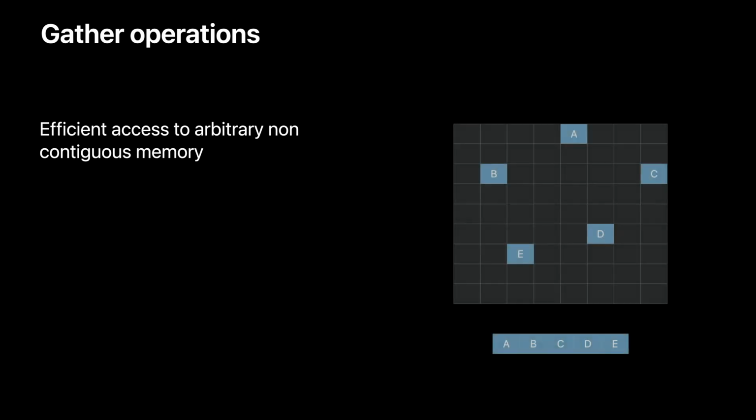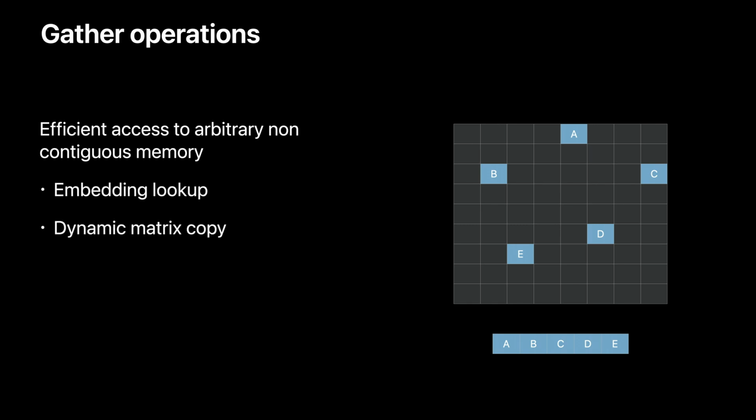Next, let's take a look at improvements in gather operations. This year, new gather operations have been added to MPSGraph. These allow for efficient copying of arbitrary size slices in non-contiguous memory locations. Conceptually, we are gathering the values from locations marked in blue from a chunk of memory. These gather layers allow for efficient implementation of embedding lookup and dynamic matrix copy.